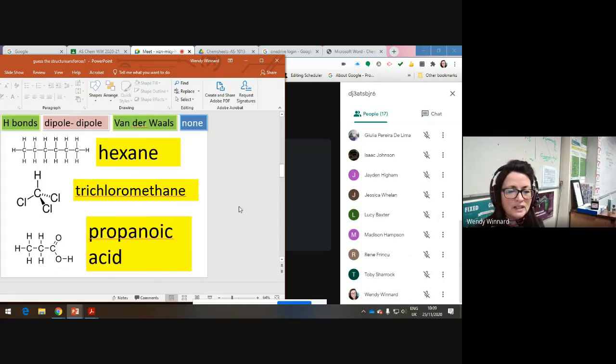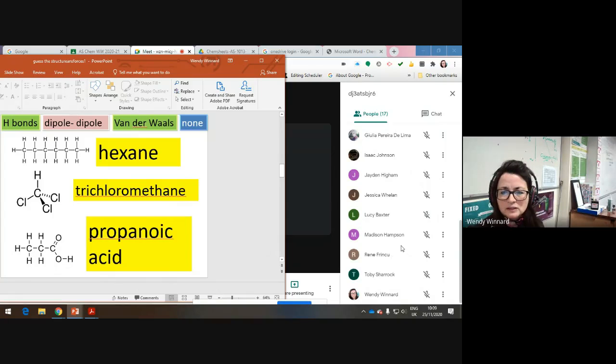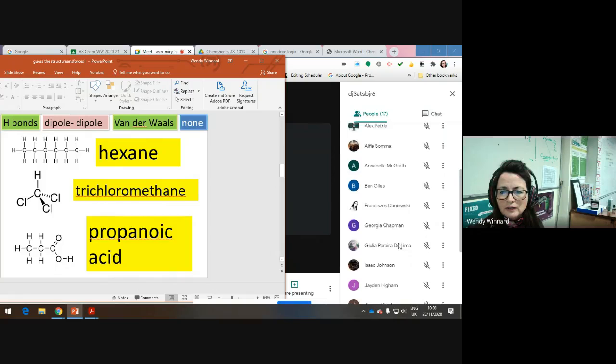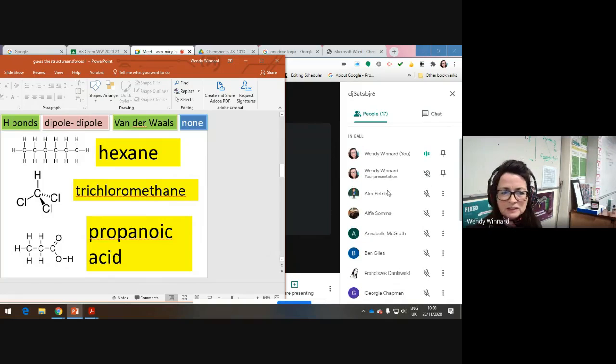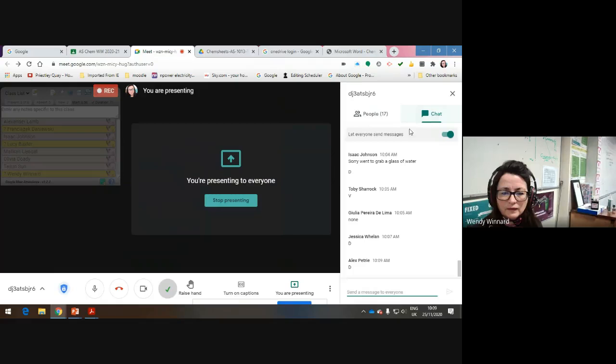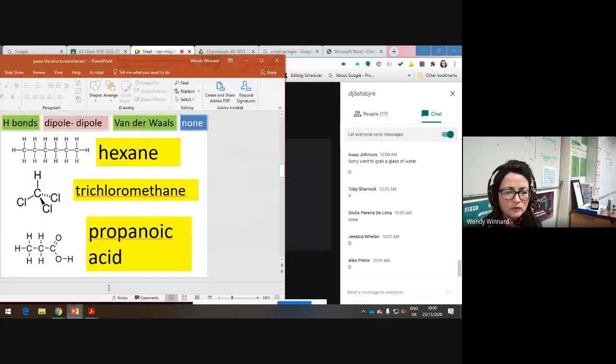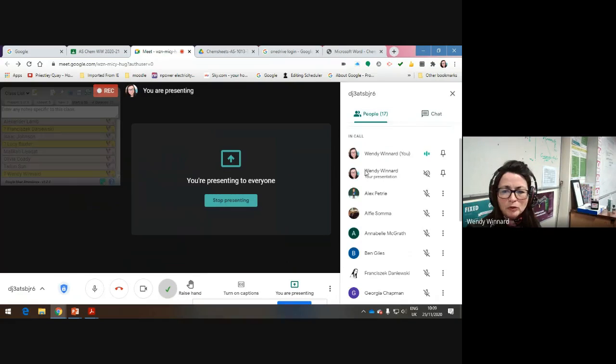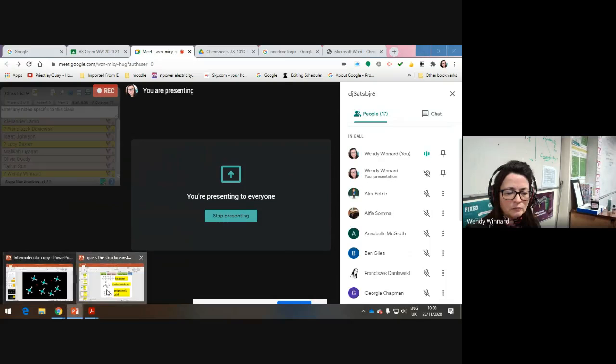So let's have a look at the next one. Trichloromethane. Going over to Alex. Alex, what do you think for trichloromethane? H, D, V, or N? It is, well done. It's dipole because chlorine's more electronegative than hydrogen, so that molecule is going to be polar. Right, what about propanoic acid? H, D, V, or none? Franek, what do you think for propanoic acid?